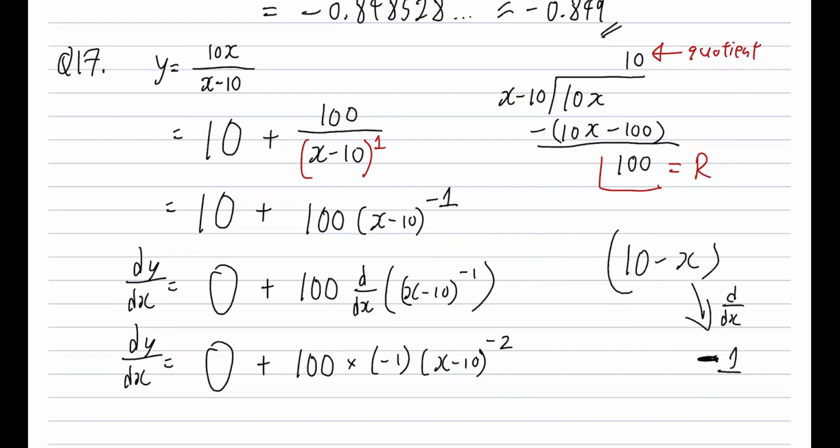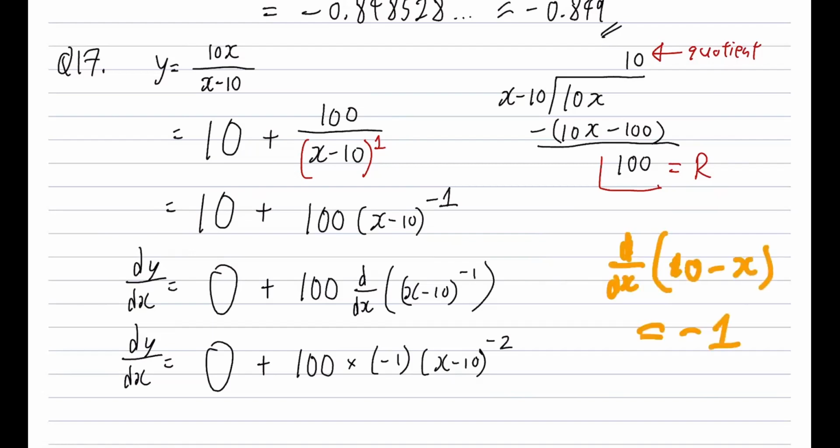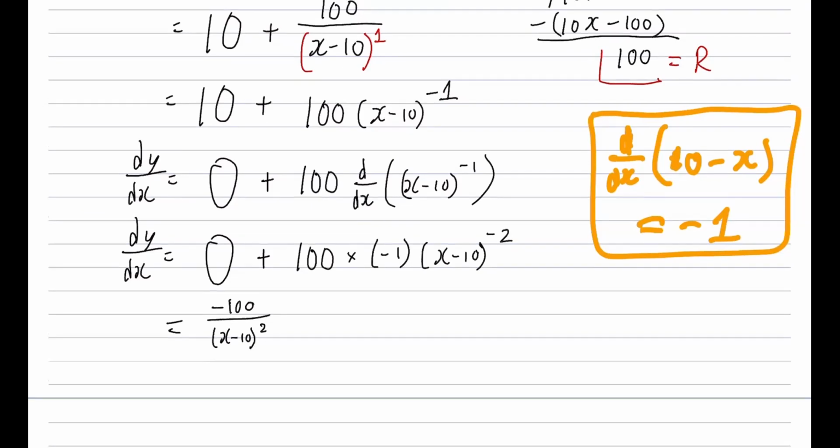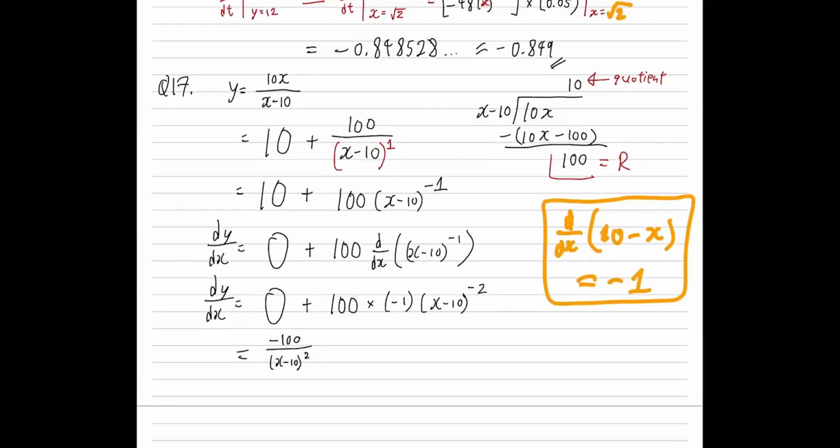Let me write it nicely. It's more like d by dx of 10 minus x equals -1. Box it up. That is the answer. We can make it look nicer by putting -100 on top, (x minus 10) to the power 2 at the bottom. Do you realize that this is a lot shorter than the quotient rule? Once you can do long division quickly, this to this, you can do in a few seconds. Okay, very good. Let's move on.